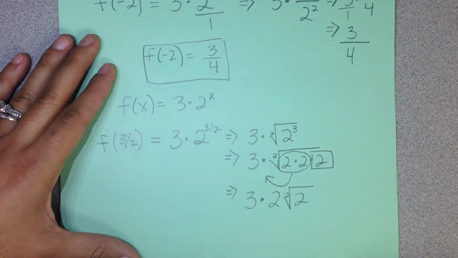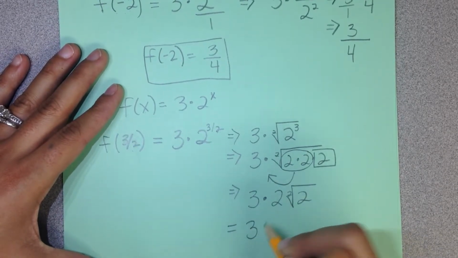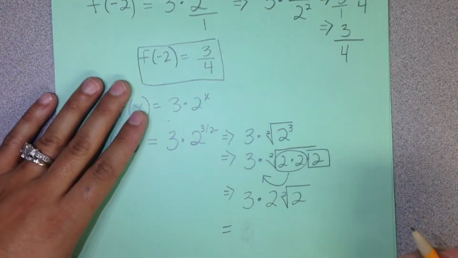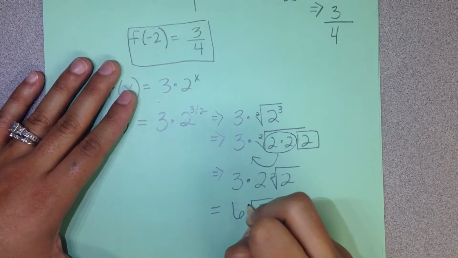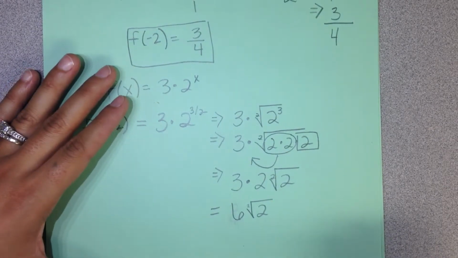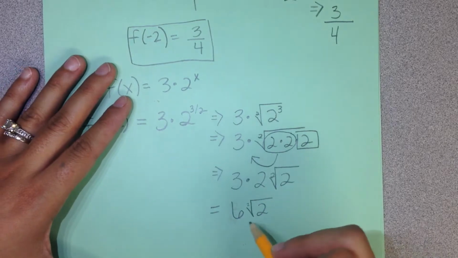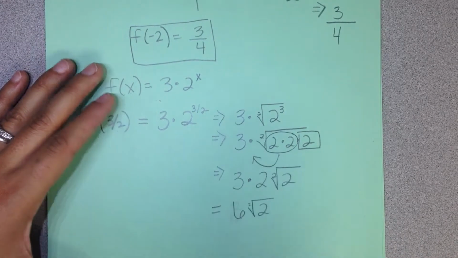So square root 2. When you simplify that, you get 6. 3 times 2 is 6, so you get 6 square root of 2. You can have the 2 there. You don't technically need it because the square root is the most common root.